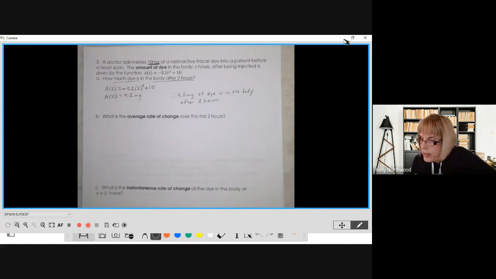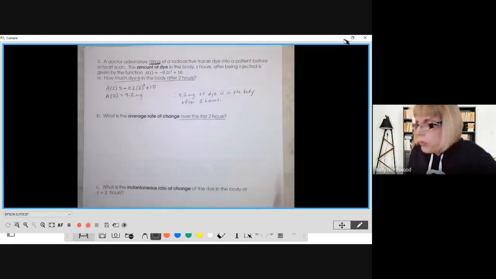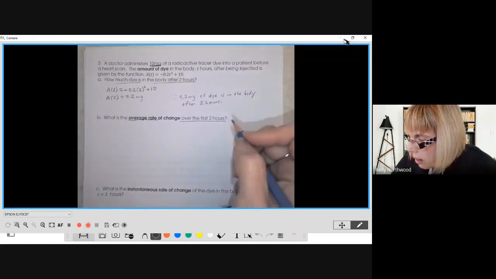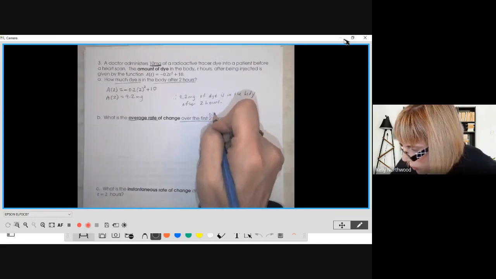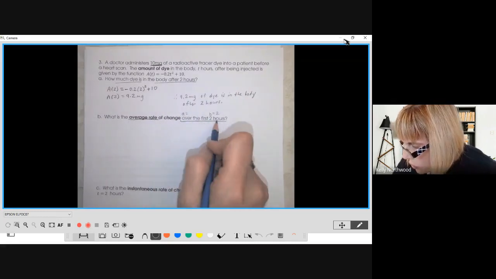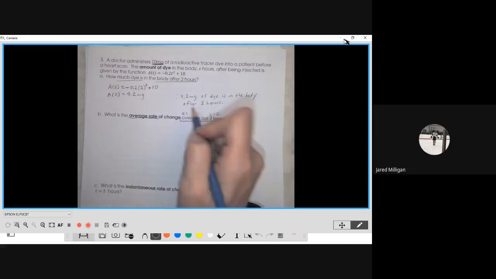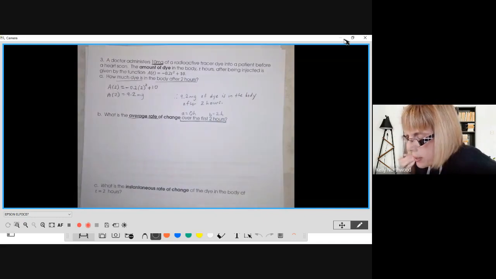All right, now we get into what is the average rate of change over the first 2 hours? And this is a good question too, because over the first 2 hours implies that my 2 times, because this is an average rate, are 2. So B is 2. What's A? If it says over the first 2 hours, what am I starting at? 0. Good. Okay, so I'm starting at 0 hours and going to 2 hours.